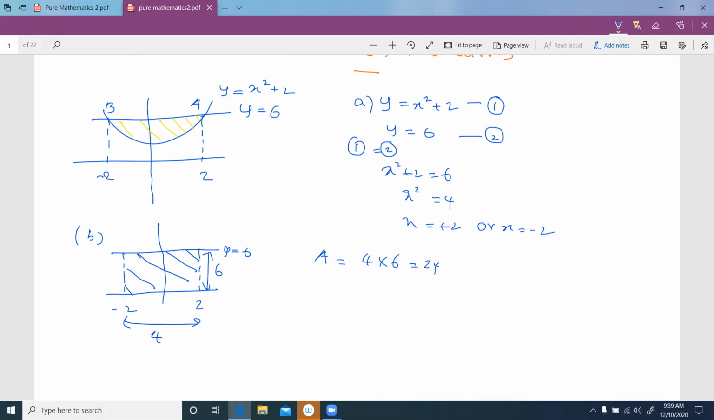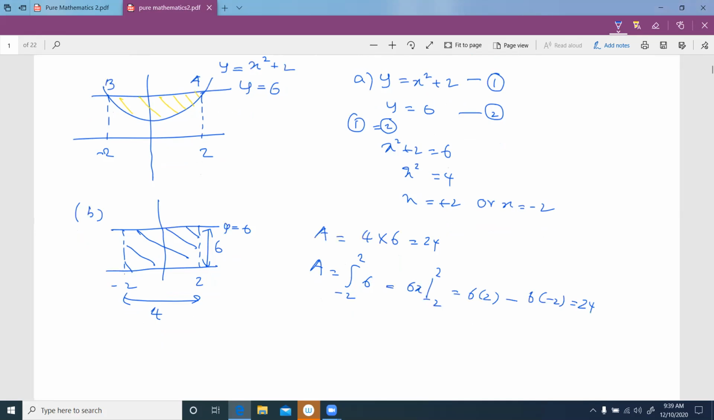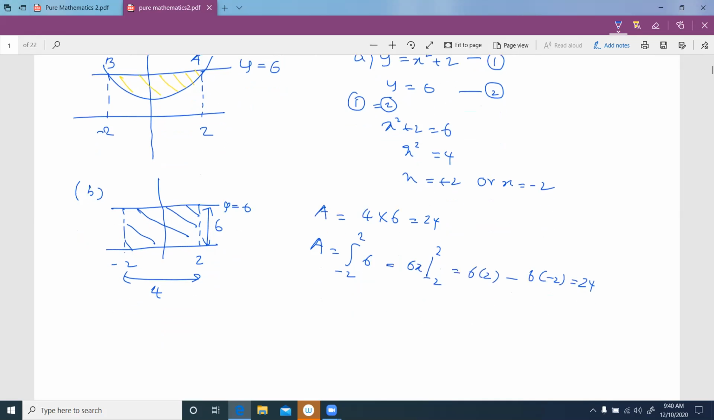If you are unable to figure out this 24, there is another technique you can do. You know that it's the curve y equals 6. So you can integrate the curve y equals 6 from minus 2 to plus 2. It gives 6x from minus 2 to 2. That is 6 times 2 minus 6 times minus 2. That one also gives 24, right? Then I'll find out the area under this curve.